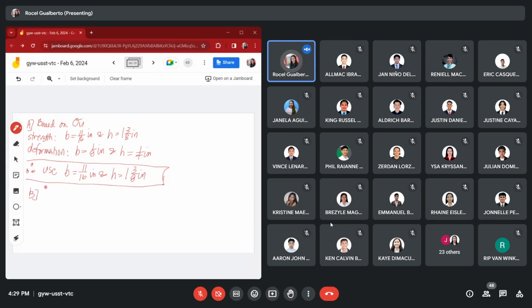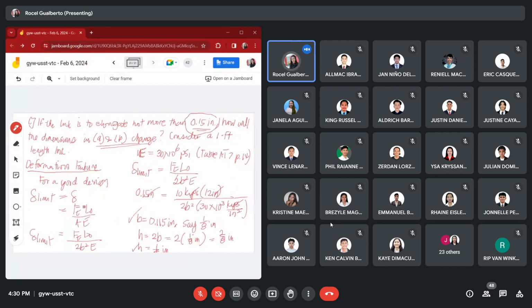Letter B, based on the yield. Sa strength naman po, ano nga po yung nakuha nating sagot kanina? b is 9/16. And ano po yung h? 1 and 1/8 inches. At sa deformation failure naman po, tingnan po ulit natin. Based on the yield, ito din po yung sagot niya.